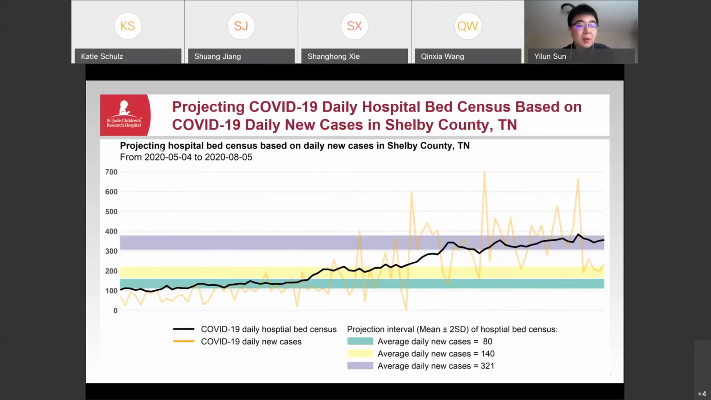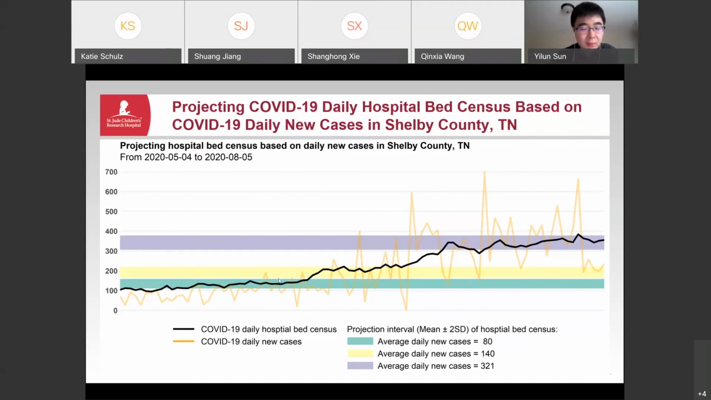To evaluate our model, we plotted our model estimate and the actual data. Let's take a look at the orange curve. It indicates the COVID-19 daily new cases. At the beginning of our study period, the daily new cases were relatively low, and the average is about 80. Based on that information, we have our first projection interval highlighted in green. If our model is working, we expect to see the actual value within the green interval. And we do see the black curve, which indicates the actual data, stays in the green interval.